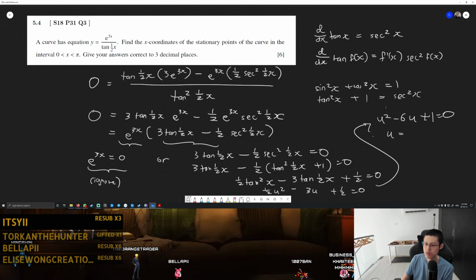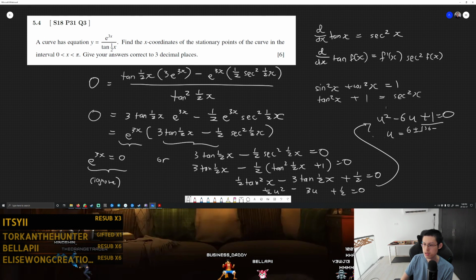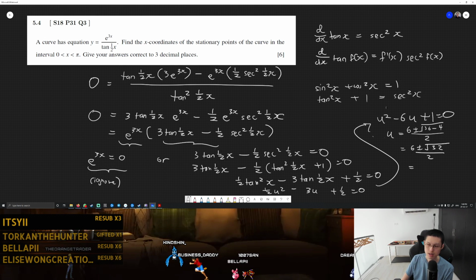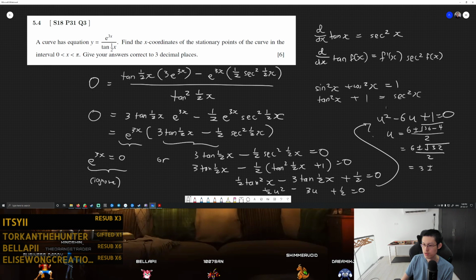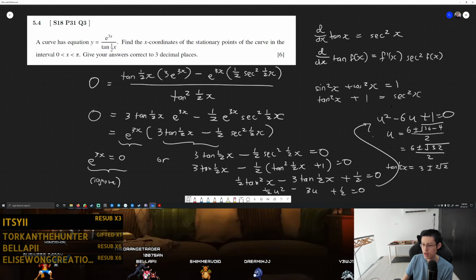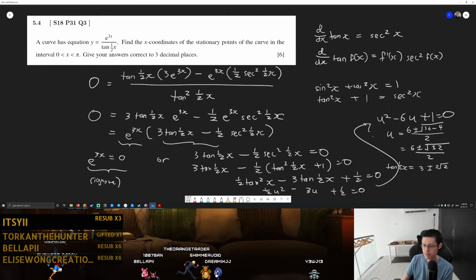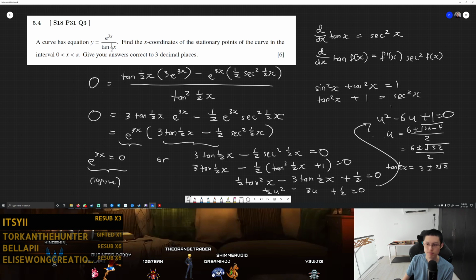So u equals negative b plus or minus the square root of b squared minus 4ac, over 2a. So that's 6 plus or minus the square root of 32, over 2. We can take out a 2, so that's 3 plus or minus the square root of 8, which is 2 root 2. Here u is tangent (1/2 x), and then you just solve this and you get your answer. There we go.